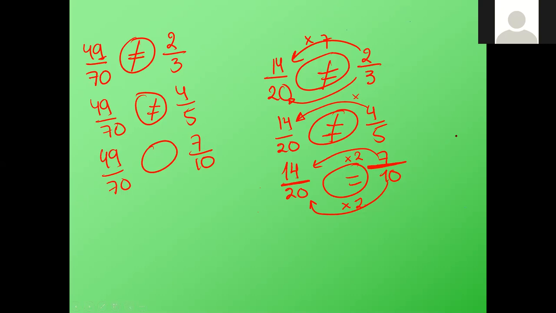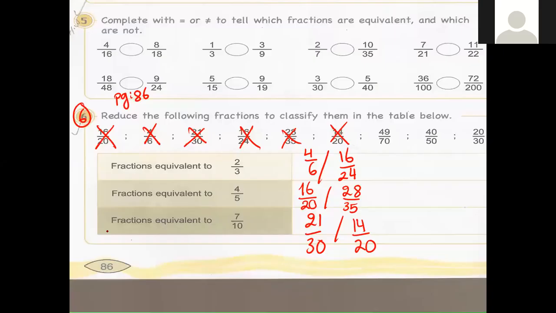Now, Ali. Yes. Is 49 over 70 equivalent to 7 over 10? Yes, 7 times 7 equals 49, and 10 times 7 equals 70. Excellent, Ali, bravo. So we multiply up and down by 7, so it's equivalent to 7 over 10. Bravo, Ali. Ali Wahid.